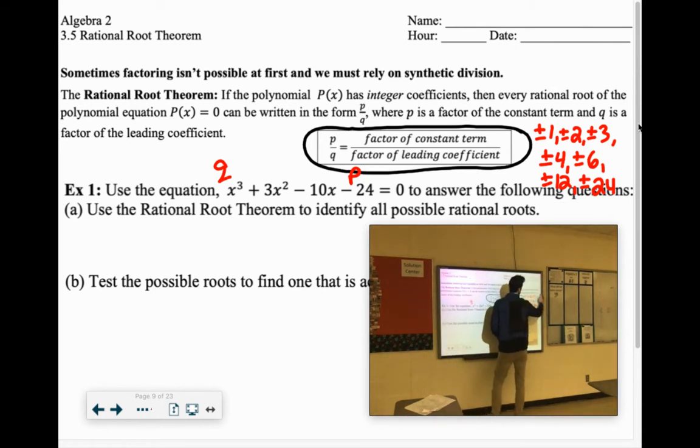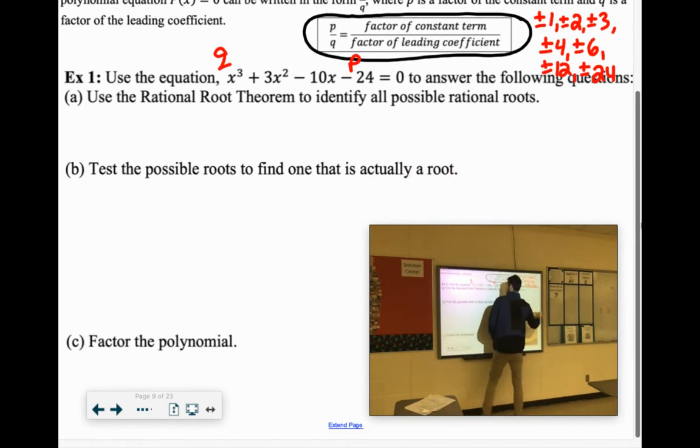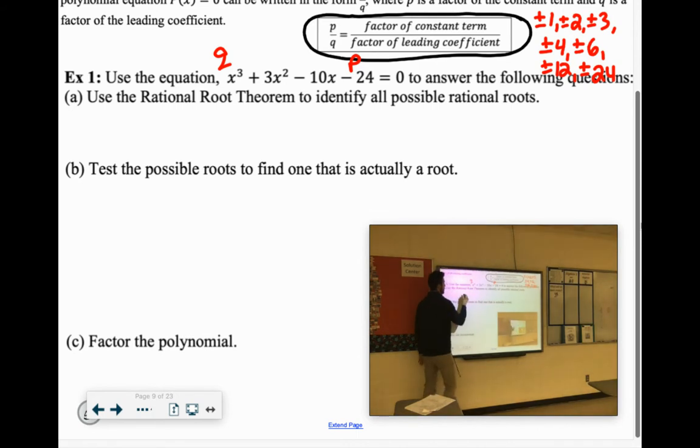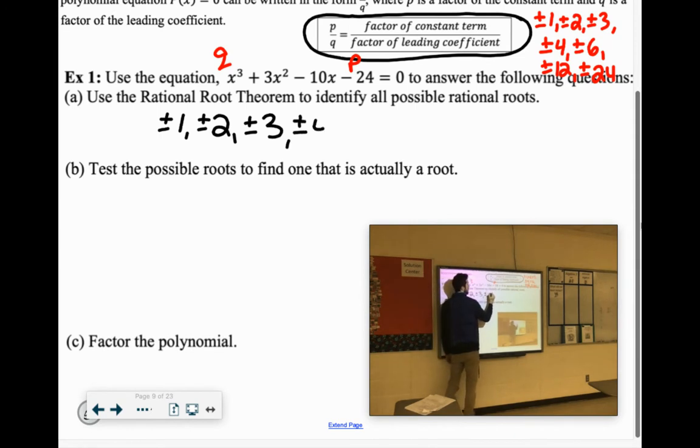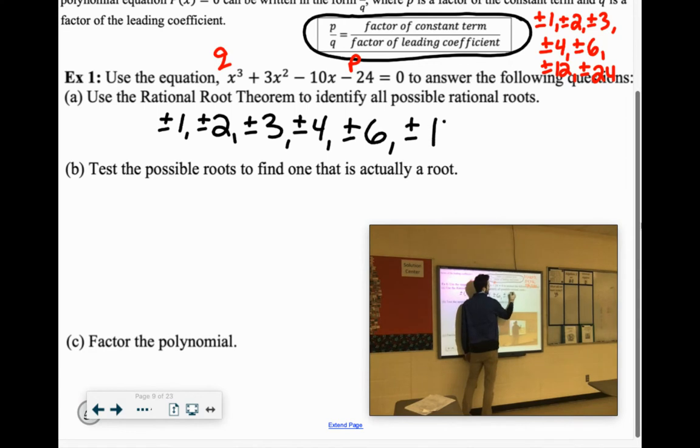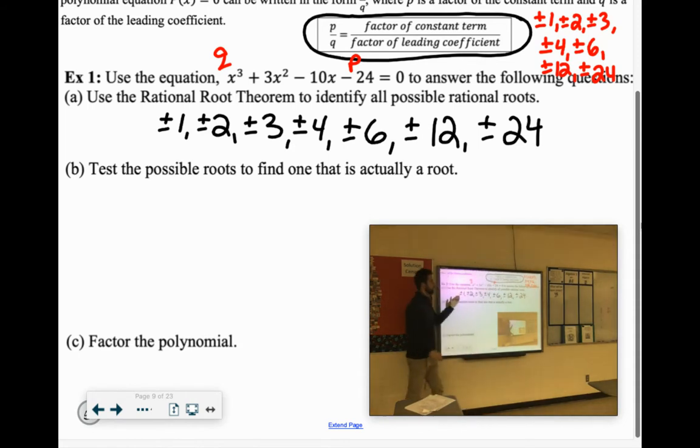So it is going to be a bit of an undertaking. I guess I could write those right here. Plus or minus 1, plus or minus 2, plus or minus 3, plus or minus 4, plus or minus 6, plus or minus 12, plus or minus 24. So let's start with 1. 1 is a pretty good one to start with.